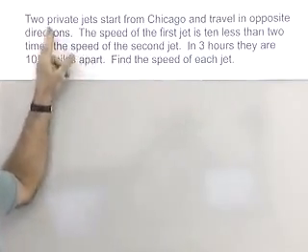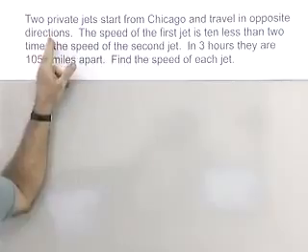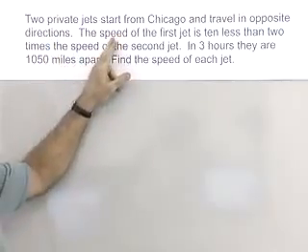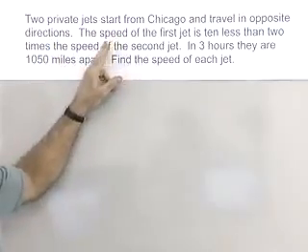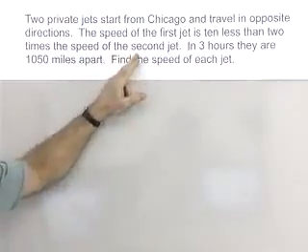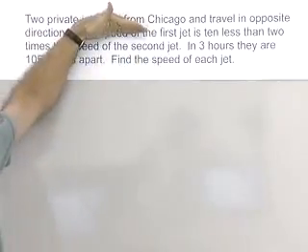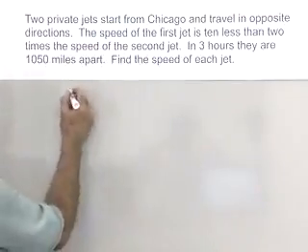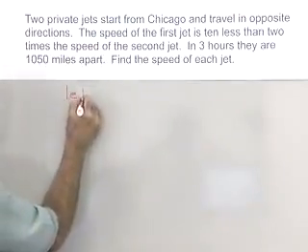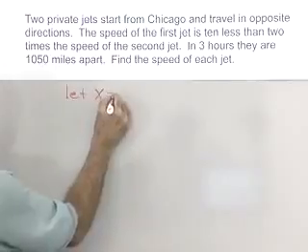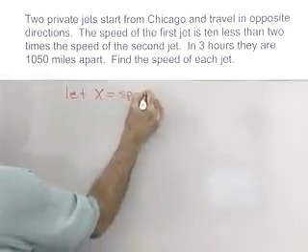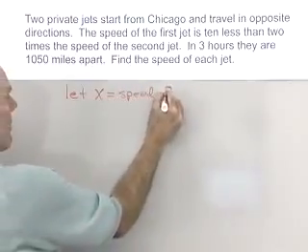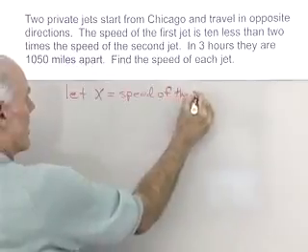There's 2 jets. They start at Chicago. They travel in opposite directions. The speed of the first jet is 10 less than 2 times the speed of the second jet. So I see that the first jet speed is given in terms of the second jet speed. So let's start by saying this. Let x equal the speed of the second jet.